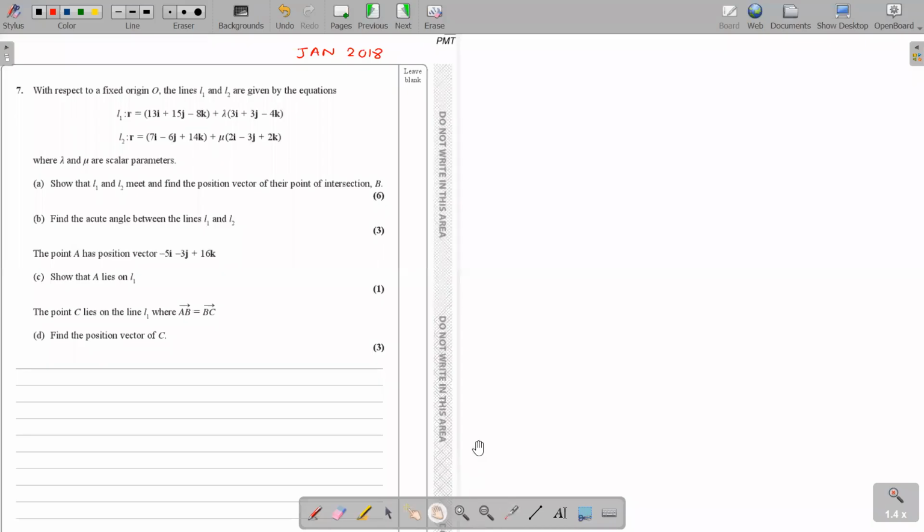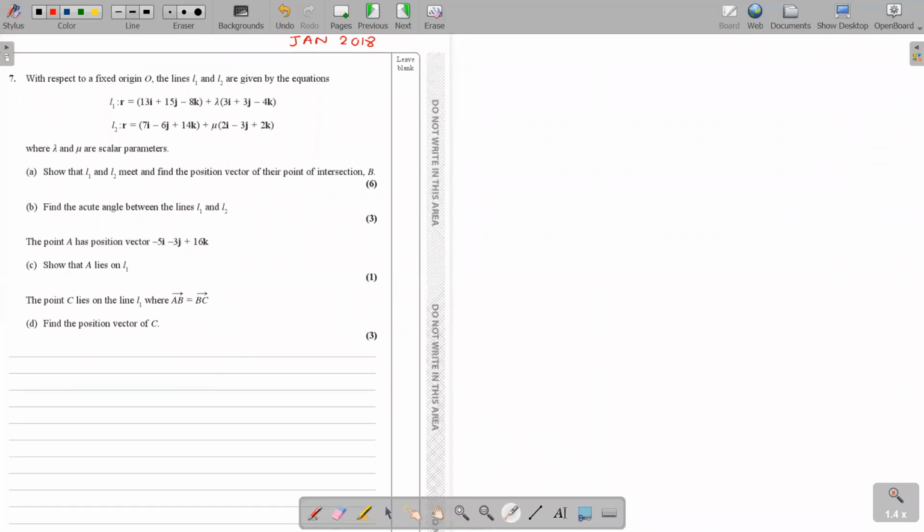Okay, so the next vector question is from the C34 paper in Jan 2018. Here, question number 7. With respect to a fixed origin O, the lines L1 and L2 are given by the equations. Line 1 is given by 13i plus 15j minus 8k plus lambda times (3i plus 3j minus 4k). You do realize here, this is the position vector plus the vector with lambda, which is the direction vector.